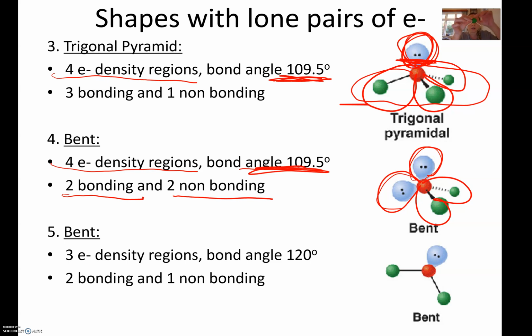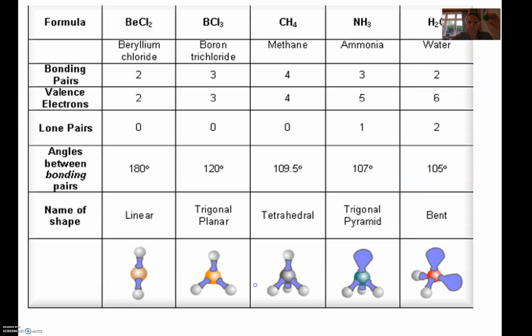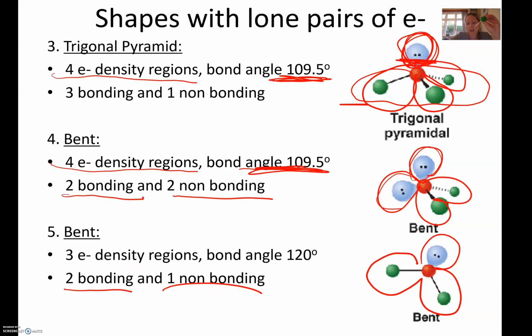That's because this bent here is derived from the parent geometry trigonal planar, because there are 3 electron density regions that are all repelling. So it's derived from this trigonal planar shape. One of the bonds is a lone pair, which means it is now bent, 120 degree bond angle, 2 of them are bonding and 1 is non-bonding. So that sums up our shapes so far, team.